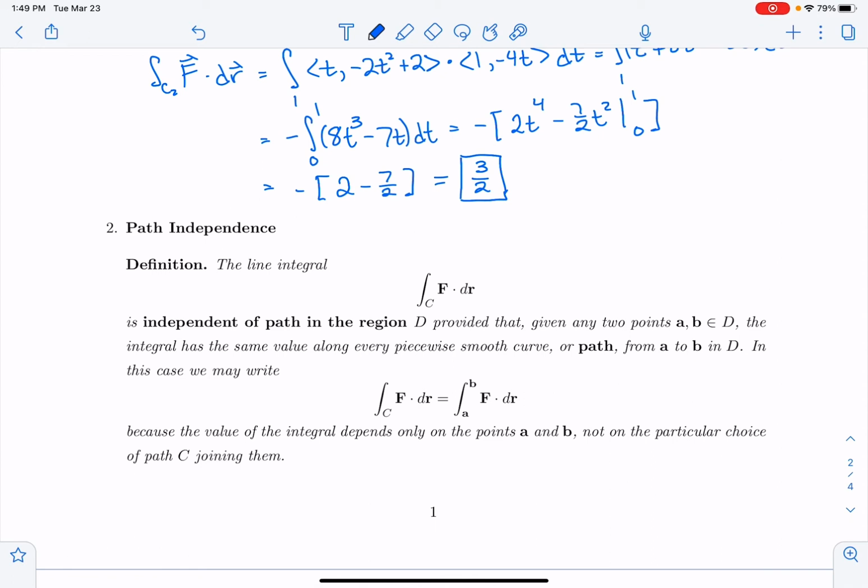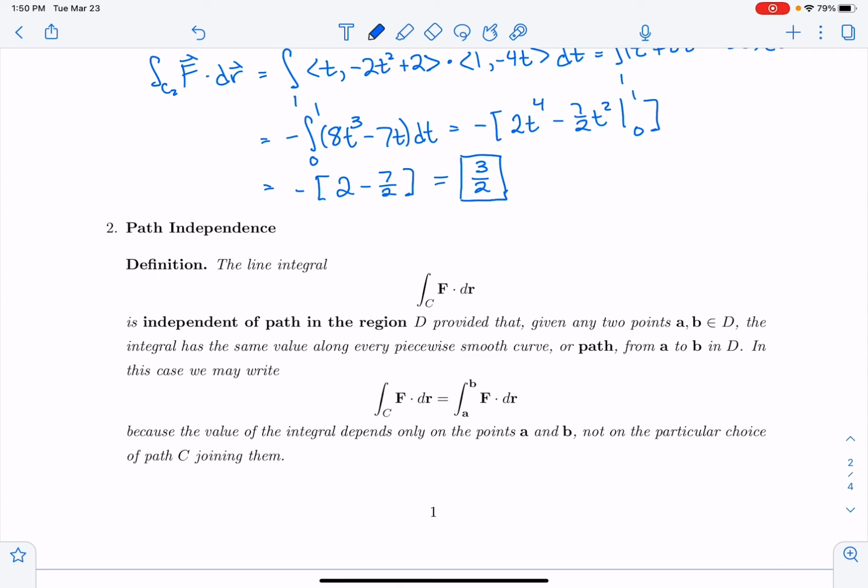But for now, we're going to define an integral to be path independent if the integral really only depends on the starting and the ending points, but not the path that you take to get from the starting point to the ending point. So this path independence is going to be important for us understanding how we can evaluate certain kinds of line integrals.